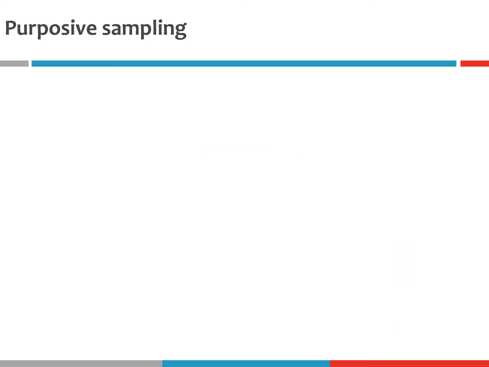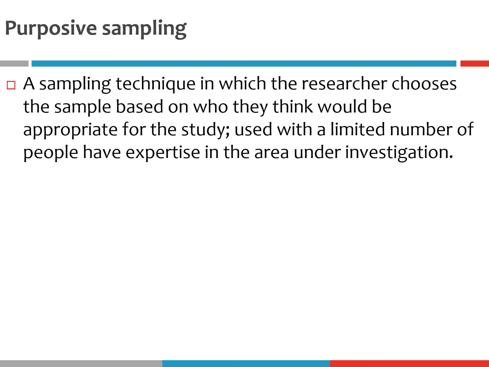Next, we have something called purposive sampling. Purposive sampling is usually a technique that's employed when you're dealing with highly specialized or highly skilled samples. In this case, the researcher chooses participants from the population for the sample based on who they think would be appropriate for the study. This is used with a limited number of people who have expertise in whatever you're investigating.